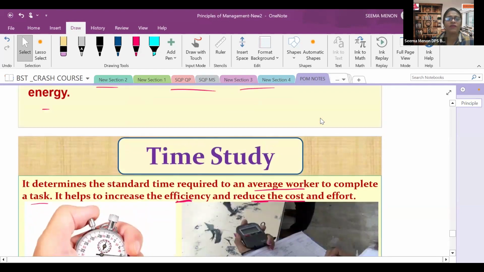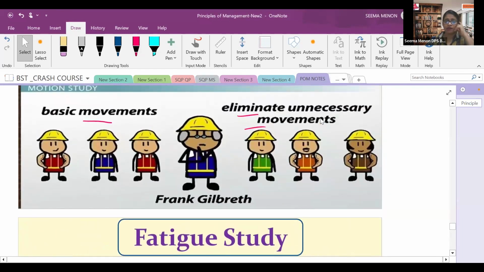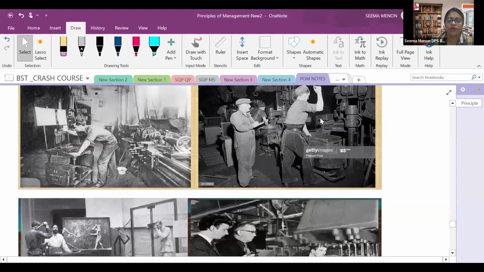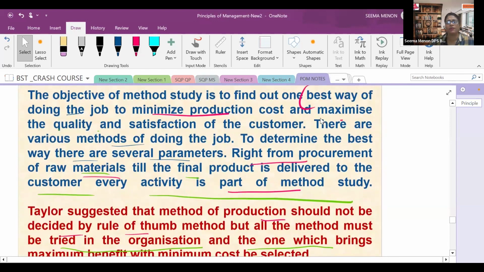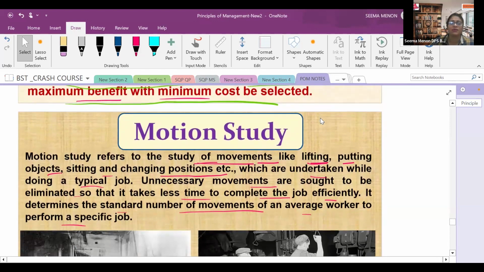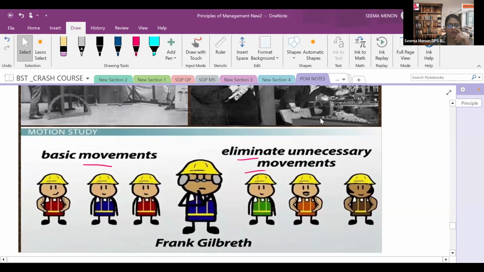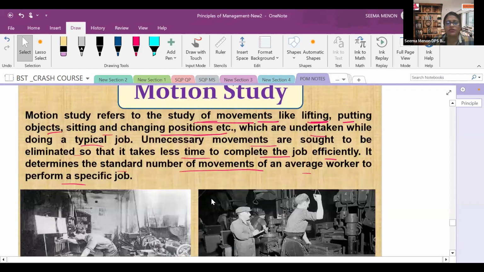I hope you are clear with the time study, fatigue study, motion study, and method study. So let's recapitulate. Method study means the best way of doing a job with the minimum production cost and maximum benefit, with customer satisfaction. Motion study means the study of movement from one place to another.